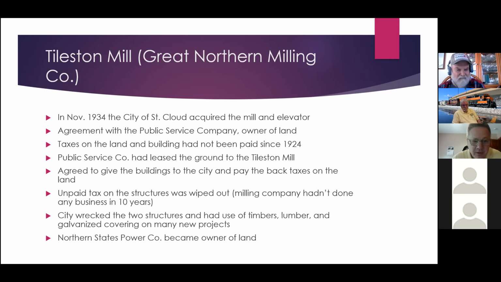And the city would wipe out the unpaid taxes on the structures if they gained ownership. And it ends up in there, it says that the milling company hadn't done any business in 10 years. But apparently by 1924, the milling company had shut down and the buildings were there. And so the reason why the city wanted it was they wanted the timber, the lumber, and the galvanized coverings from the mill and the elevator, and they used those materials on a bunch of new city projects. So they had this tax liability and used that as a reason to gain ownership and gain a bunch of materials that they could use for other things.